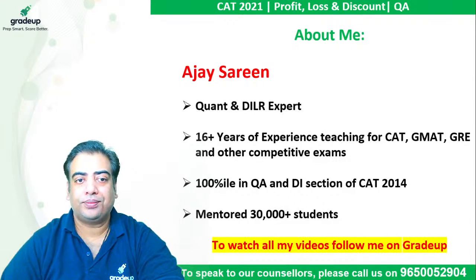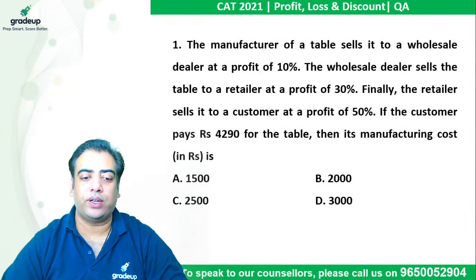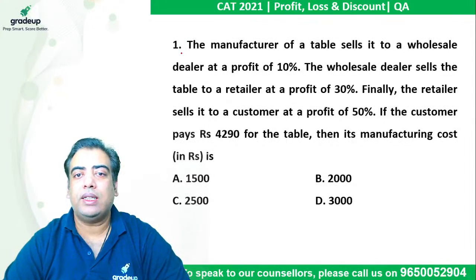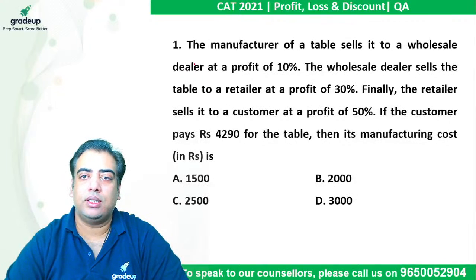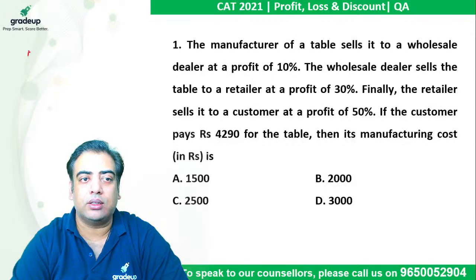So let's start solving questions based on profit, loss and discount. In question number 1, it says the manufacturer of a table sells it to a wholesaler dealer at a profit of 10%. So one is manufacturer and the other is wholesaler. So manufacturer sold it to wholesaler at a profit of 10%.